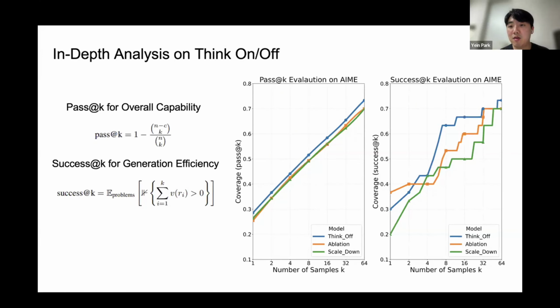But when we look at success@K, which means generation efficiency, when the number of samples was very low, like 1 to 2 samples, then updating increased performance, while think-off was slightly lower than the ablation version. But after the number of samples is increased, the think-off model continuously beats the other models, as its enormous number of attention heads actually helps it find more paths in this large number of samples.